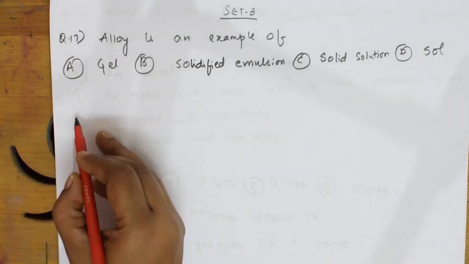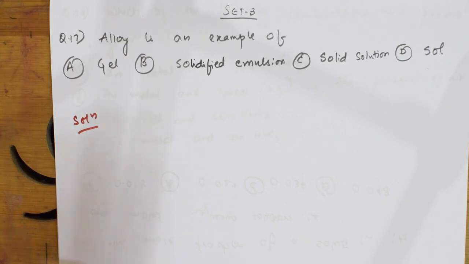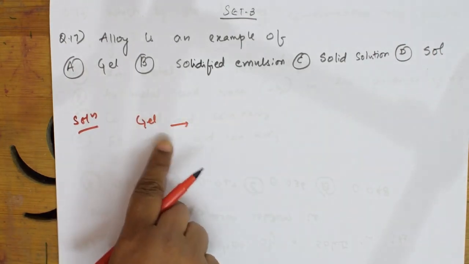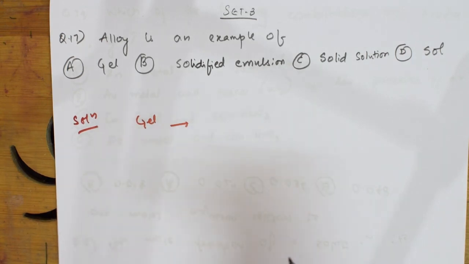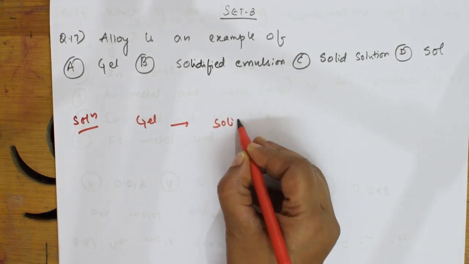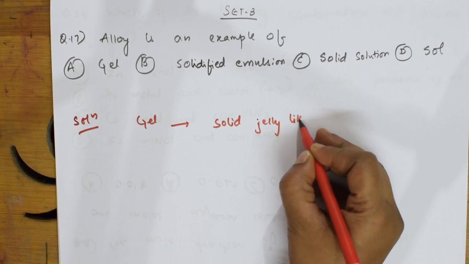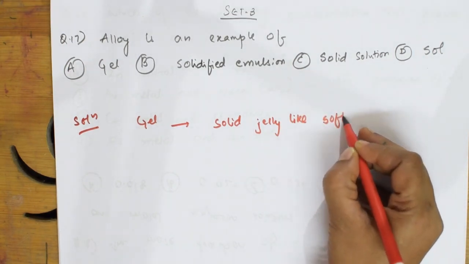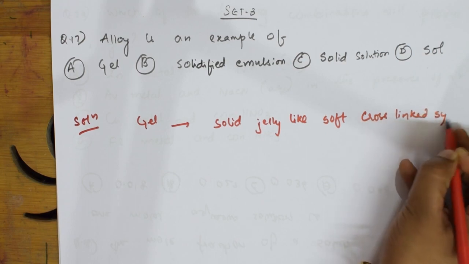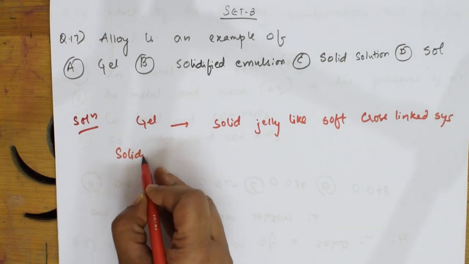First of all, before putting a tick on the correct option, I have to know what all these actually are. What is a gel? Basically a gel is a solid, jelly-like, soft cross-link system. Okay, cross-link system. This is done. So when I have to speak about the solidified emulsion, what is a solidified emulsion? Let us write first.